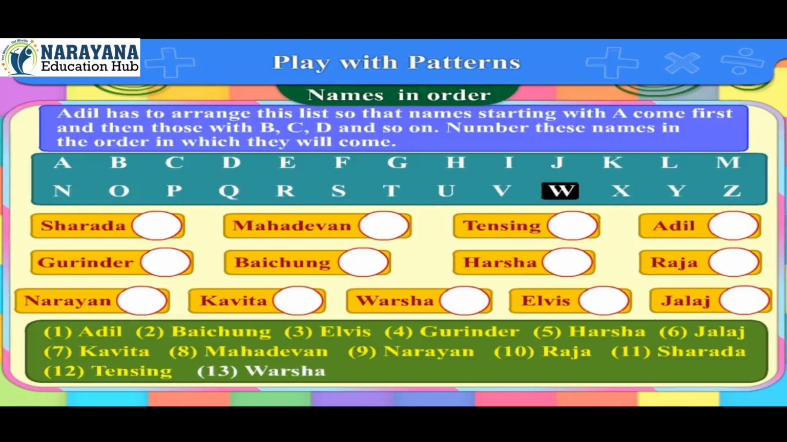Let's write the number 11 against Sharda, 4 against Gurinder, 9 against Narayan, 8 against Mahadevan, 2 against Baichang, 7 against Kavita, 12 against Tensing, 5 against Harsha, 13 against Varsha, 1 against Adil, 10 against Raja, 3 against Elvis and 6 against Jalaj.